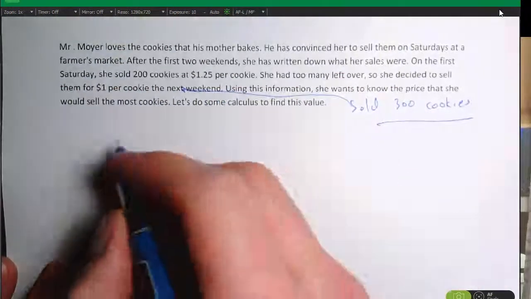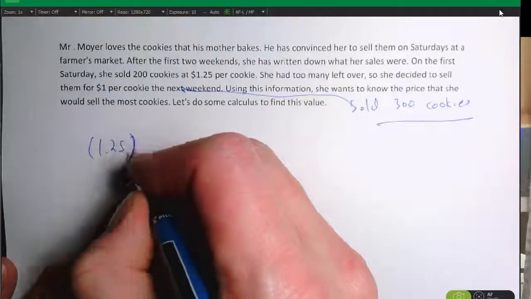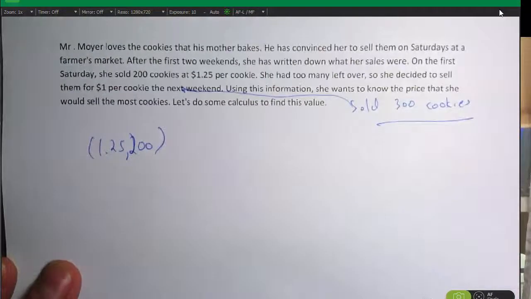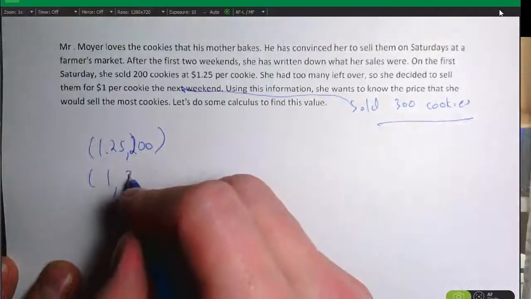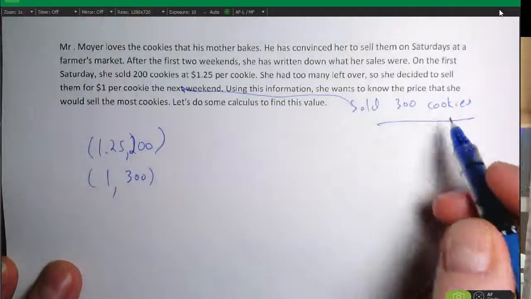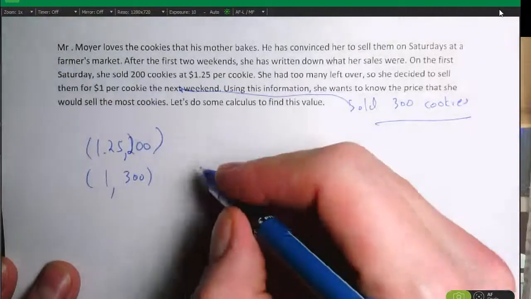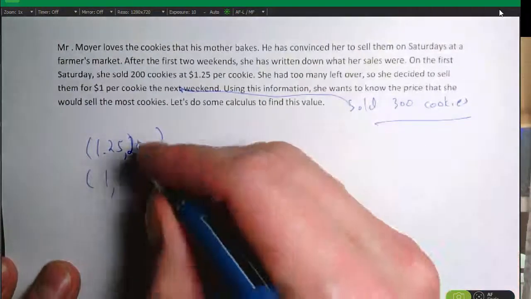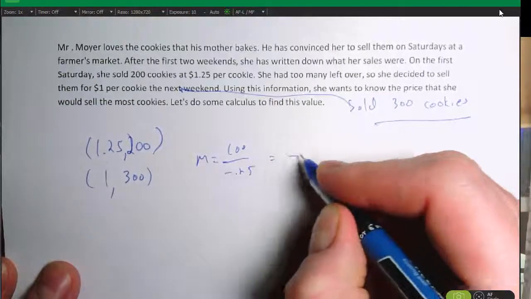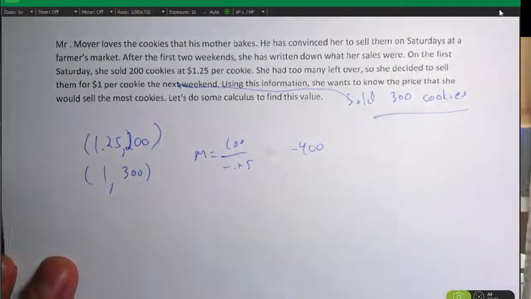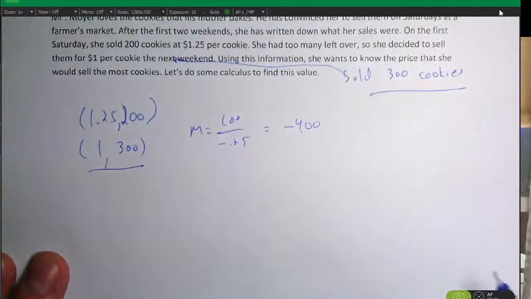So at $1.25 per cookie, she sold 200 cookies. At $1 per cookie, she sold 300. And again, your sheet says 300, mine doesn't, so I had to write it in here. So what we do is our slope: 300 minus 200 is 100. 1 minus 1.25 is negative 0.25. Negative 400. So there's the slope. Okay. And then pick one of them, let's say this one, and write the equation of a line.